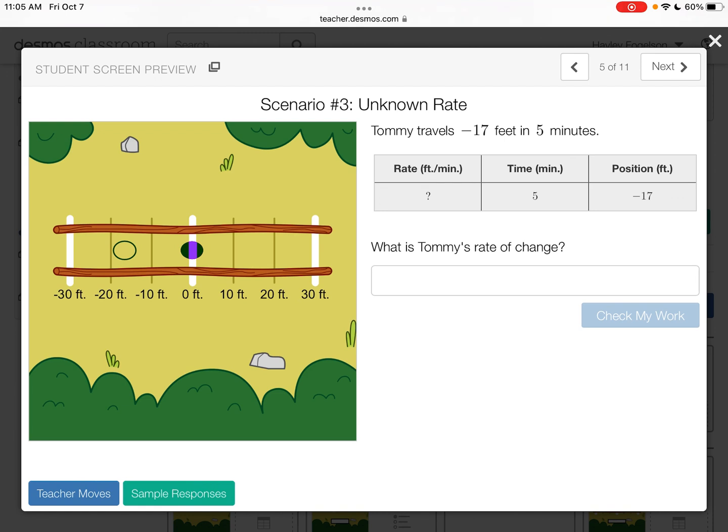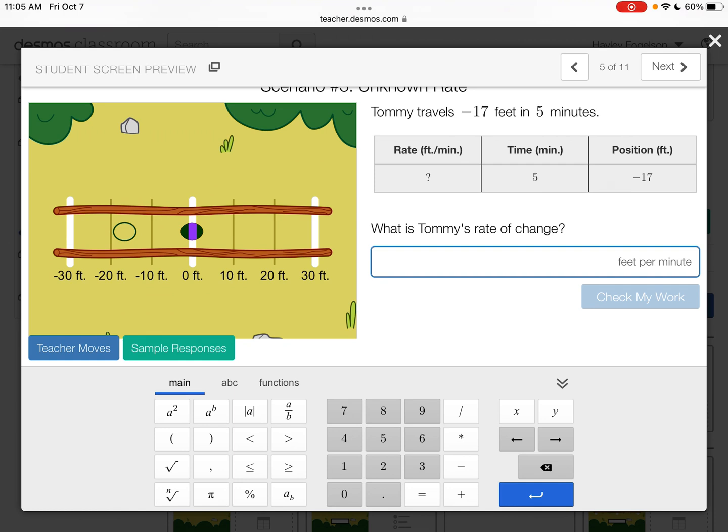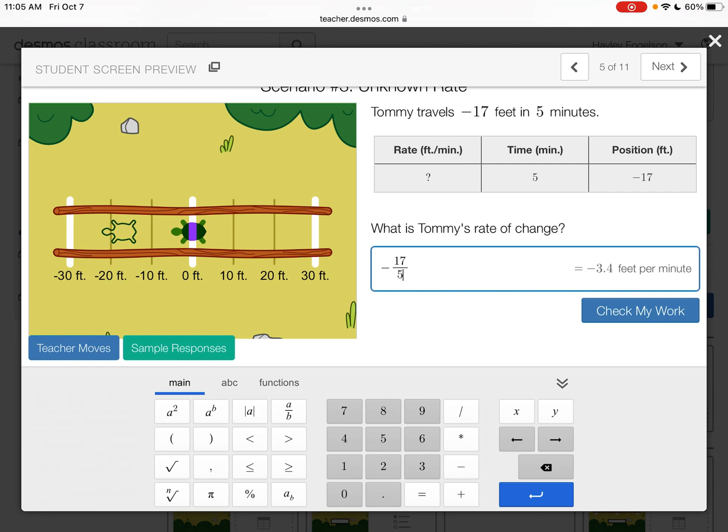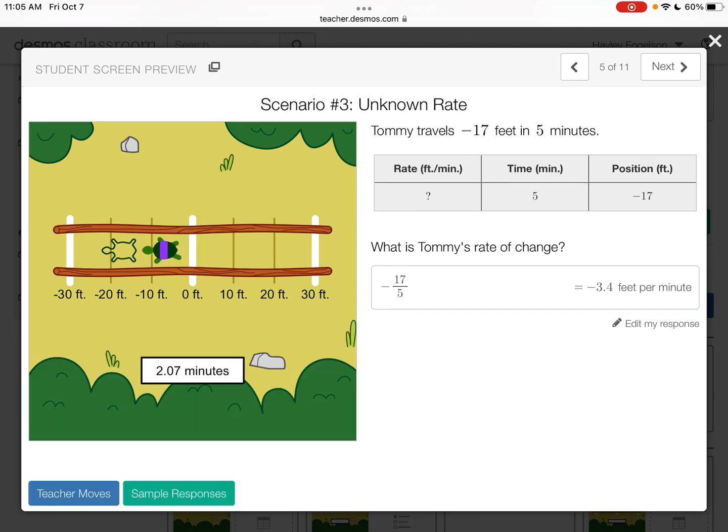Alright, screen 5, it says Tommy travels -17 feet in 5 minutes. What is Tommy's rate of change? So we could do this as Tommy's position, which is -17, divided by how many minutes, which is 5. So we get -3.4 feet per minute. Let's go ahead and check our work. Perfect, we were right.